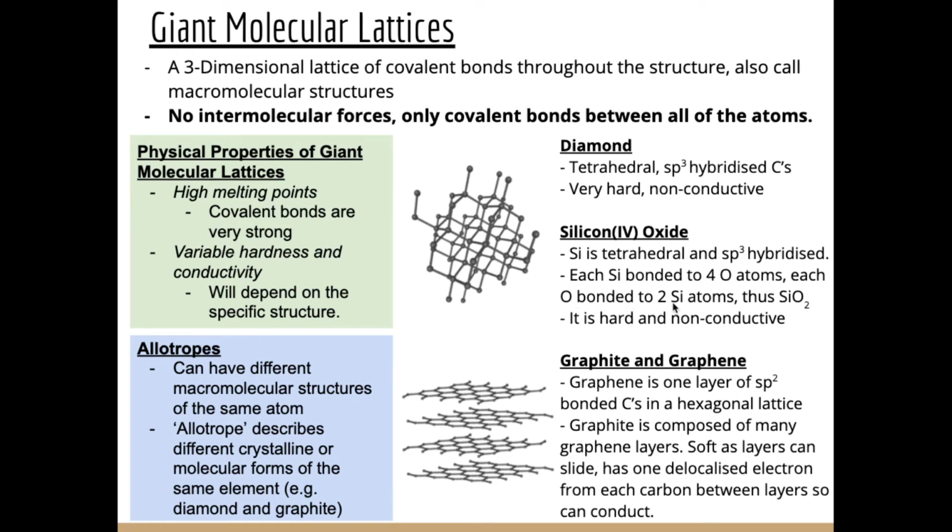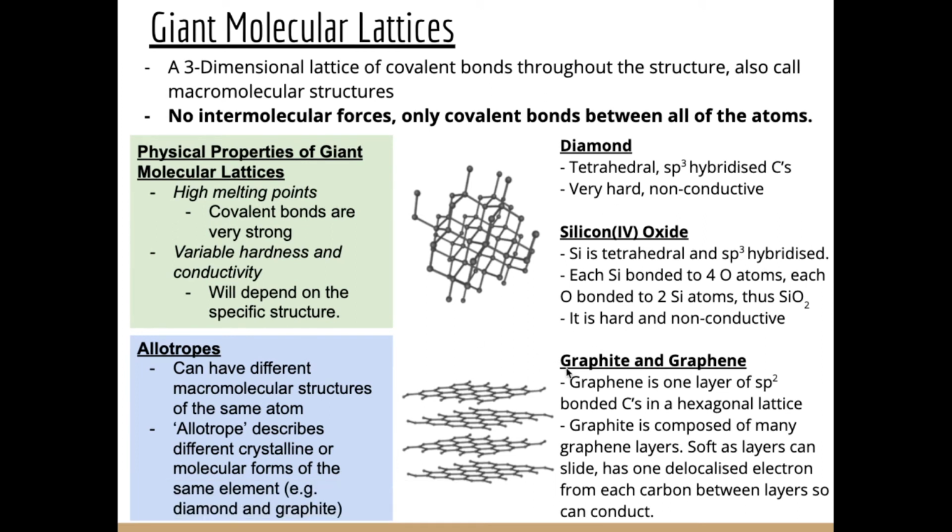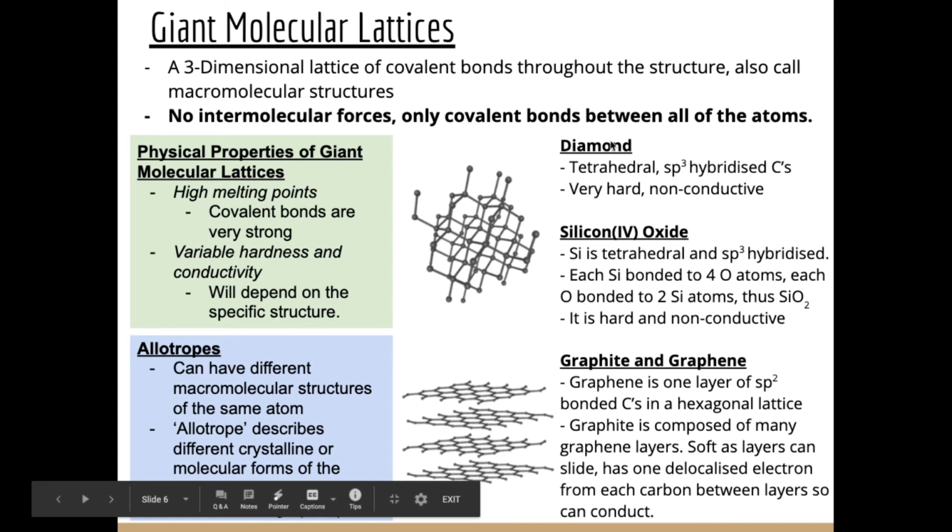Each oxygen is bonded to 2 silicon atoms, so it will have silicon dioxide, SiO2, as the chemical formula. Similarly, it is hard and non-conductive. Now we also get graphite and graphene. These are allotropes of carbon, like diamond.